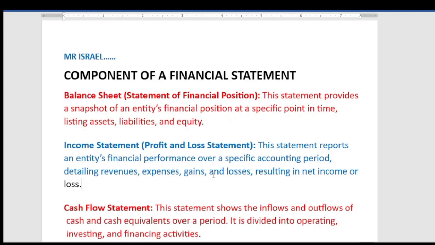But this cash flow is divided into operating activities, investing, and financing activities. Well, I'm going to do a video on cash flow. I think it's IS7 on cash flow so that we'll explain this in detail. But for the purpose of this lecture, cash flow statement is a component of financial statement.